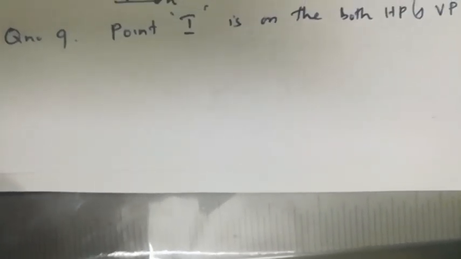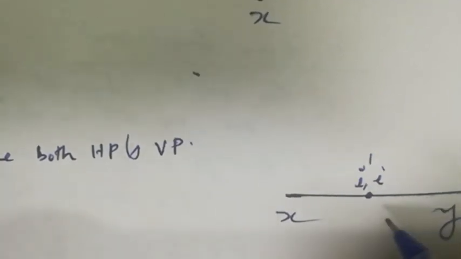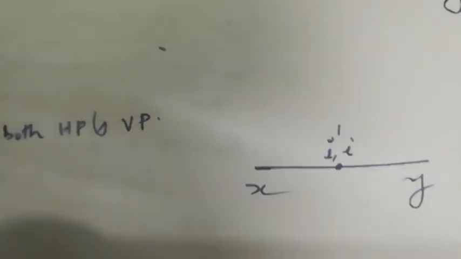Question number 9. Point capital I is on both HP and VP. So here both I dash and I will be on the XY line.